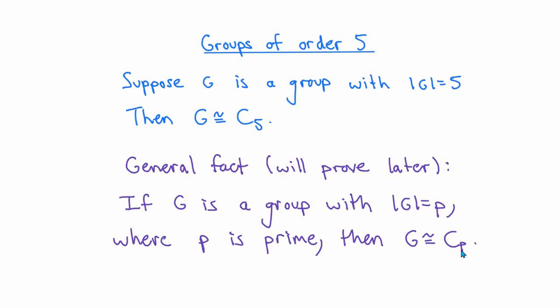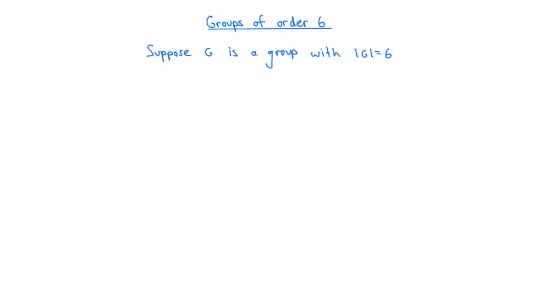It's very easy to understand why this is true, for example, as a consequence of a theorem called Lagrange's theorem that we'll prove in a later video. Now, with groups of order 6, the situation is a little more interesting again. It turns out that there are two different groups of order 6 up to isomorphism. There's the cyclic group of order 6, C6, and there's another group called D6.